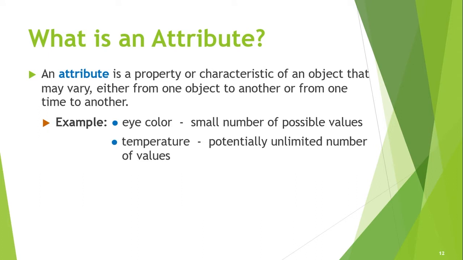What's an attribute? An attribute is a property or characteristic of an object that may vary either from one object to another or from one time to another. Of course, examples are eye color and temperature. Sa eye color, we only have a small number of possible values. Pwedeng meron lang tayong, siguro hindi lalampas ng 10 different eye colors. We have black, blue, green, brown, dark brown, light brown, blue-green, etc. But it's just a small number of possible values.